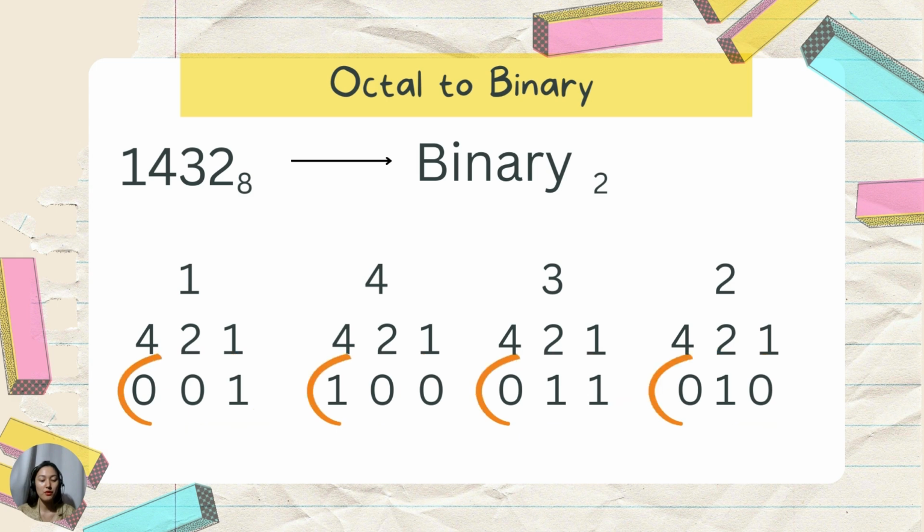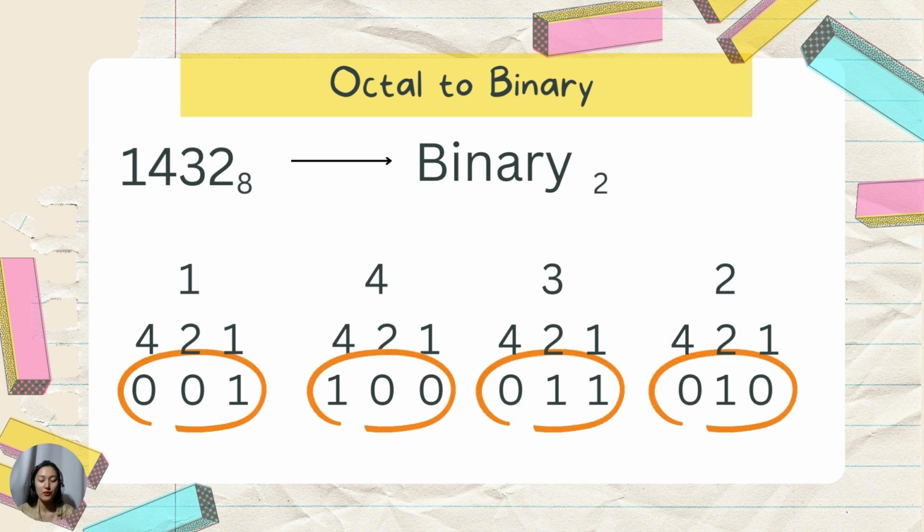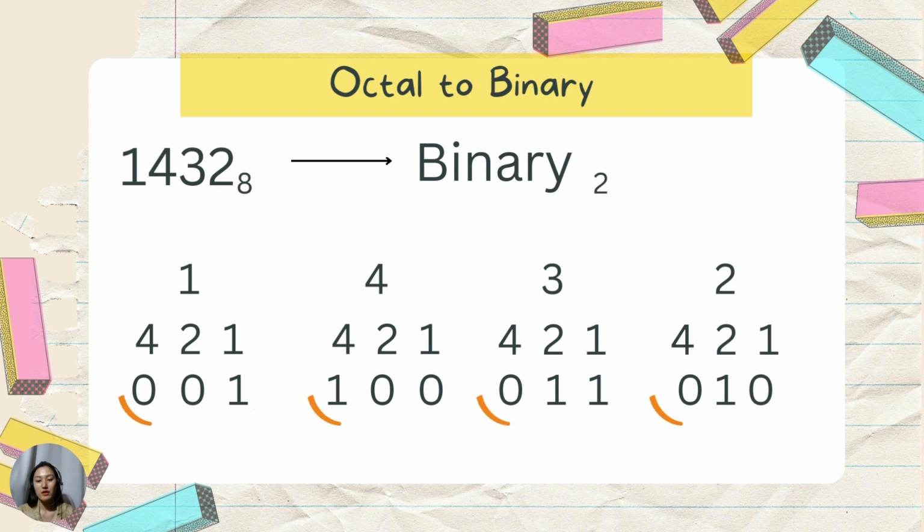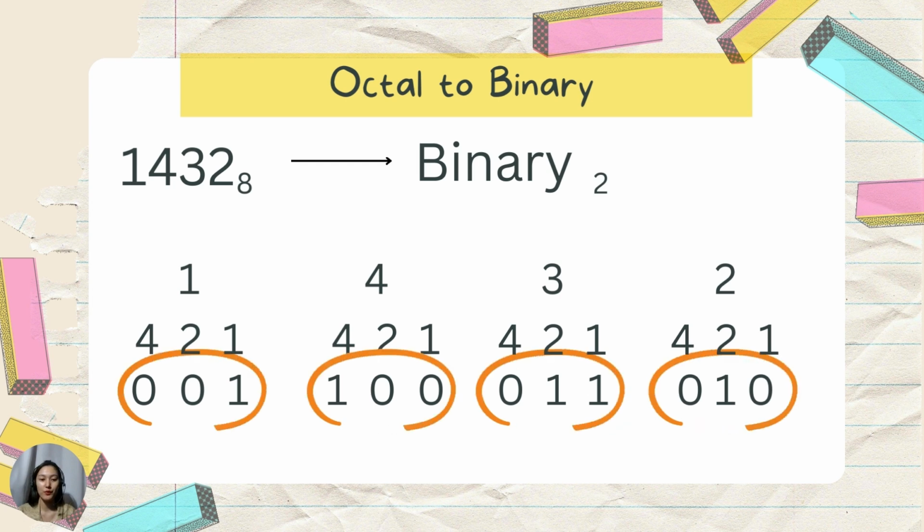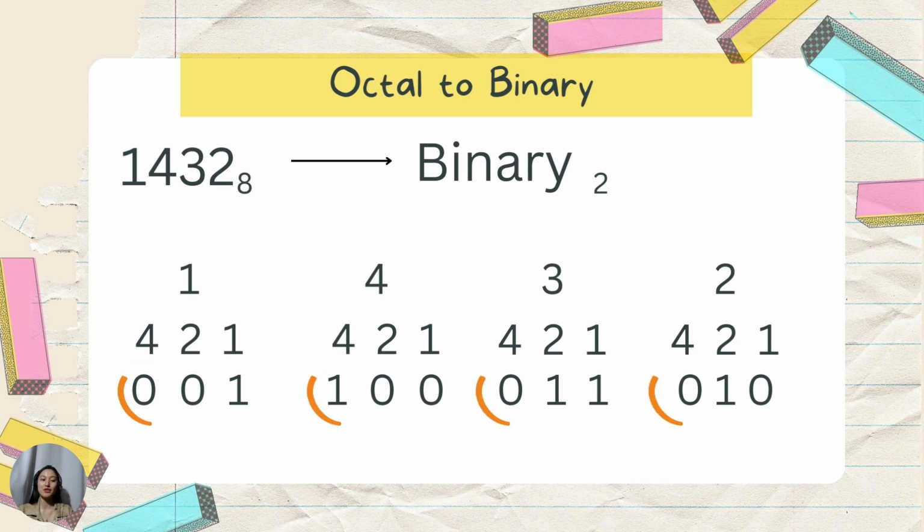Next, for 3, we will put 0 under 4 because it exceeds 3. And for 2 and 1, we will put a value for each number, since if we sum up 2 plus 1, it is equal to 3. And for 2, it is the same: we will put 0 for 4 and 0 for 1. And for 2, we will put a value, since it's equivalent to 2. So these are the binary equivalents for each octal number.